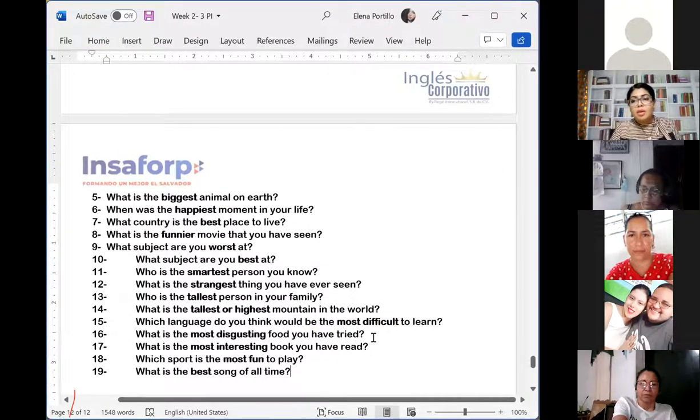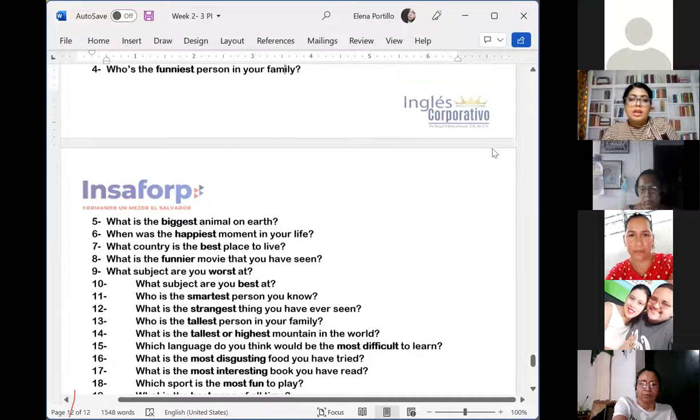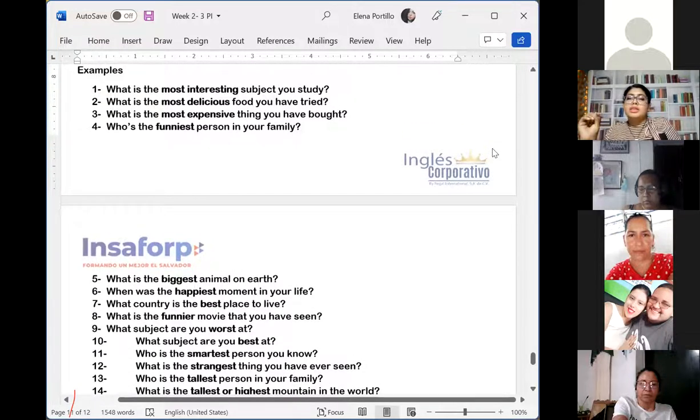So we have here the examples for the superlative questions. In this case, as we said at the beginning, we are going to ask for this kind of things that we want to know. We are going to give the freedom to the people to choose between all the options that they have. For example, in this list, what is the most interesting subject you study?